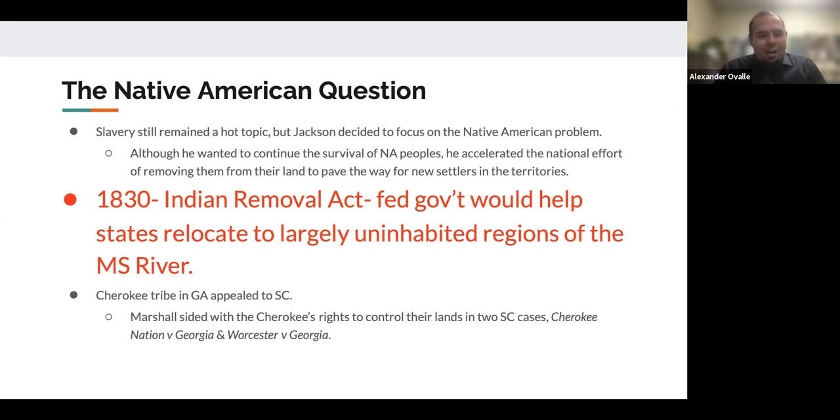The Cherokee tribe in Georgia appealed to the Supreme Court. Chief Justice John Marshall, still in charge, sided with the Cherokees' rights to control their lands in two, not one, two Supreme Court cases, Cherokee Nation versus Georgia and Worcester versus Georgia. Do you think that the American government would uphold that law?